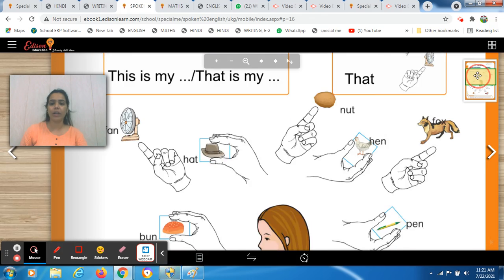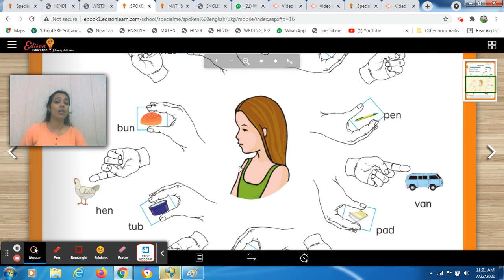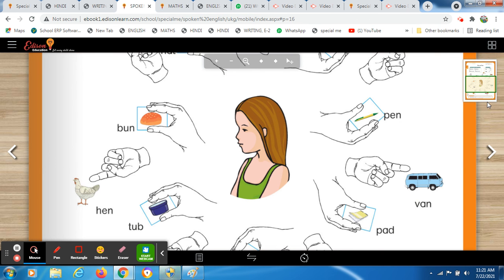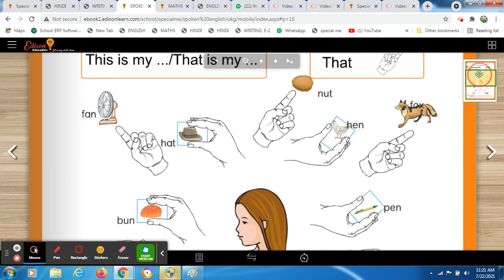Okay, now we will look at this picture. See, this is a girl, right, so she will see lots of things around her. You can also see lots of things around your home. If you go somewhere else, you can also see lots of things in your surroundings, so you have to use this or that for describing them. As you see, this girl is standing over here and she sees lots of things over here. Now we will use this or that for describing all of these things.